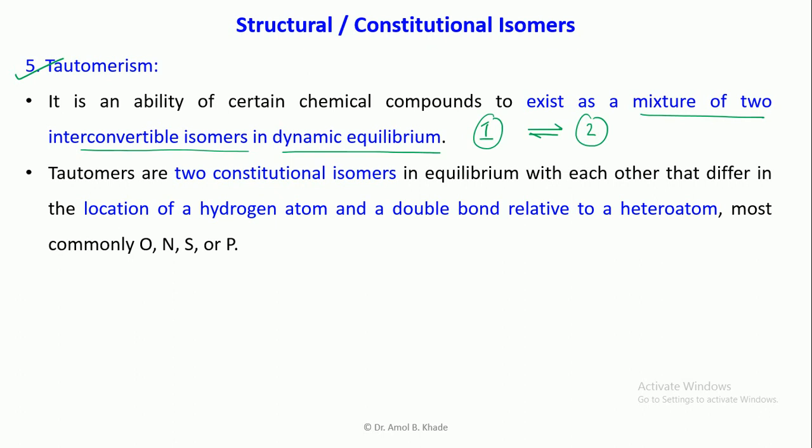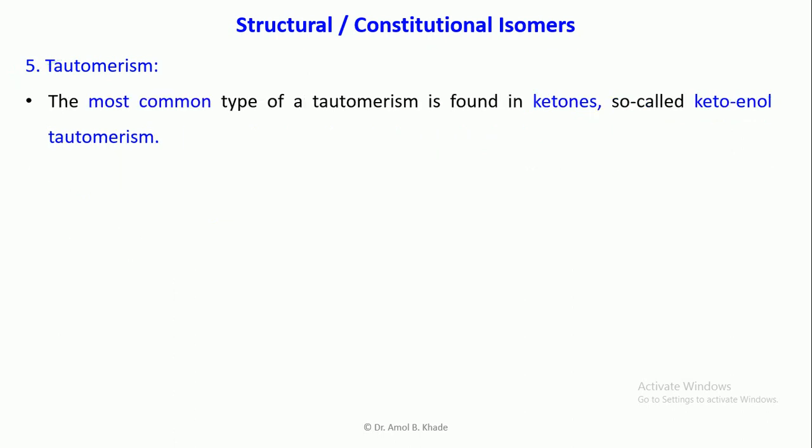Tautomers are two constitutional isomers in equilibrium with each other that differ in the location of the hydrogen atom and a double bond relative to a heteroatom. Most commonly it will have oxygen, and in some cases nitrogen, sulfur or phosphorus is also possible. The most common type of tautomerism is found in ketones, and that is referred to as keto-enol tautomerism. Keto-enol tautomerism is very popular, and in examinations you will find a definite question on it.